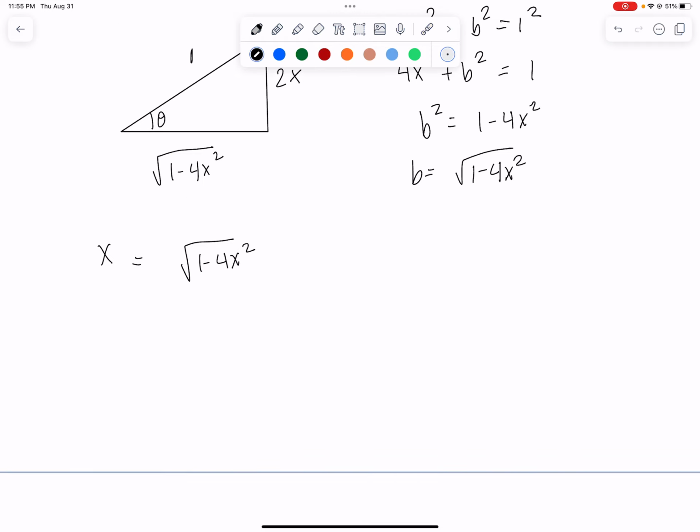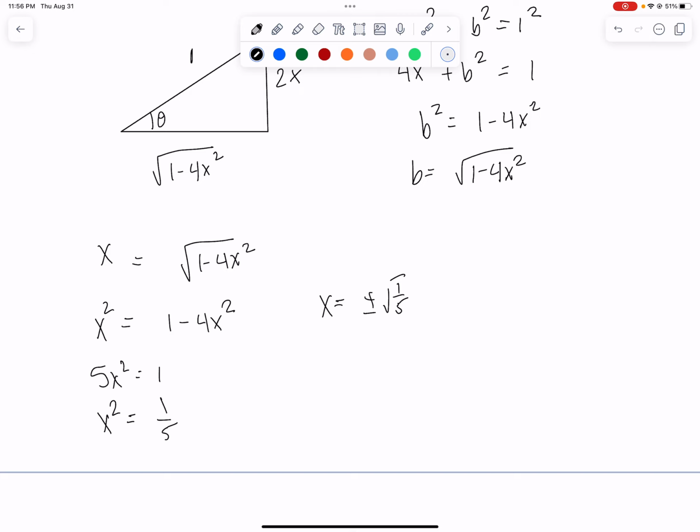I'm going to square both sides to get x squared is equal to 1 minus 4x squared. I'm going to add to get 5x squared is equal to 1. Divide by 5 to get 1/5. And then take the square root, which means I get plus or minus the square root of 1/5.